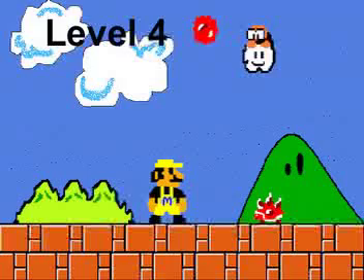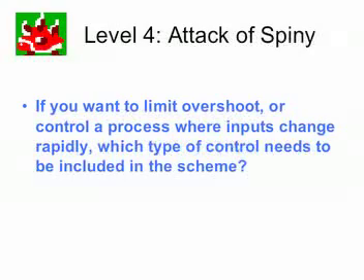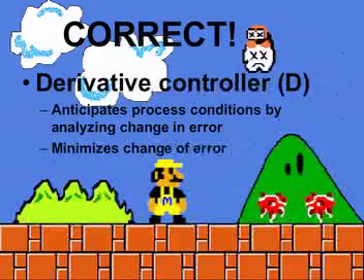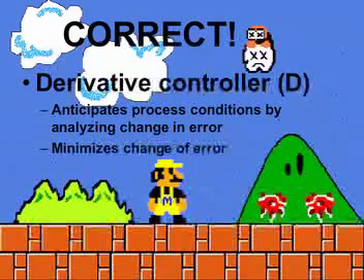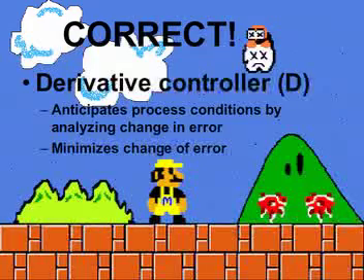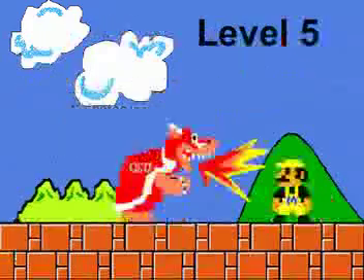You still have some more enemies to face. This time it's a Spiny. If you want to limit overshoot, or control a process where inputs change rapidly, which type of control needs to be included in the scheme? You need to include derivative control, because derivative control anticipates process conditions by analyzing changes in error. That's correct. Derivative control relies on feed-forward control and is used in process where rapid changes are expected.